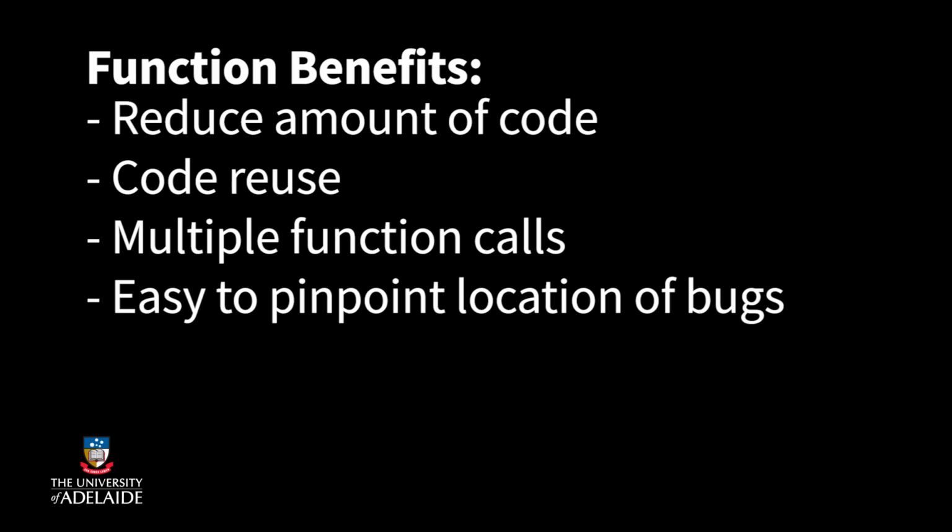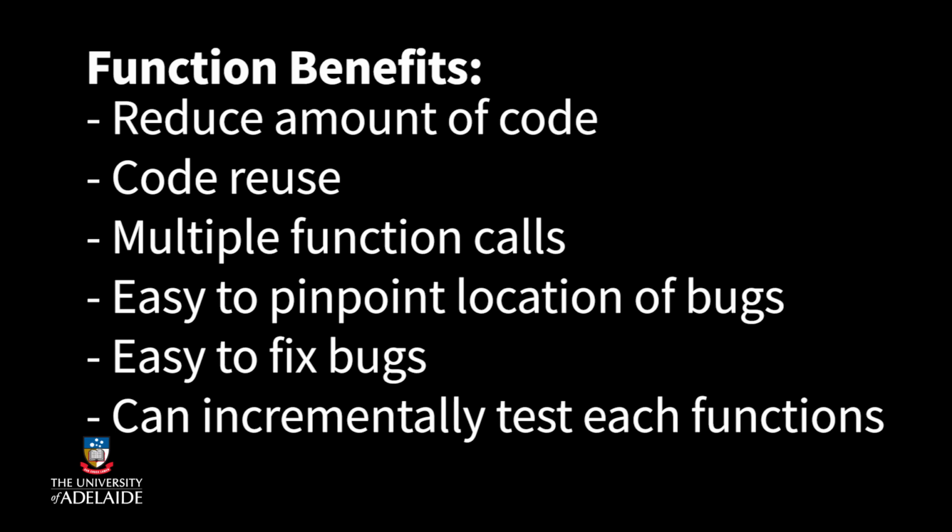If we use functions well, we can easily pinpoint the location of bugs in our code and fix them. This is because we can incrementally test each function as we add it to our program, and then we know each function does what we expect it to do. The rest of this section will explore how we create functions in processing, which techniques we can use to decompose complex problems, and how we can apply what we have learned to provide solutions to practical data science problems.